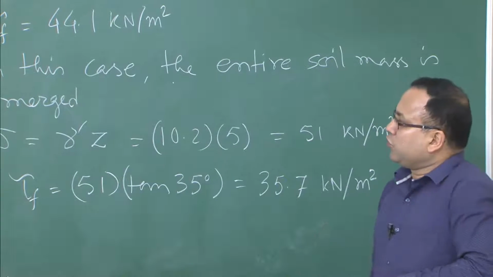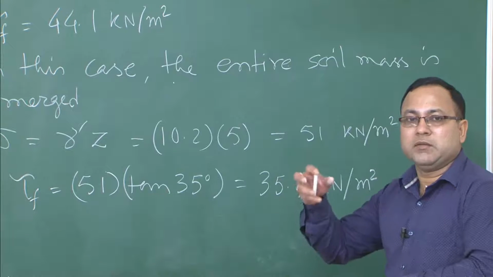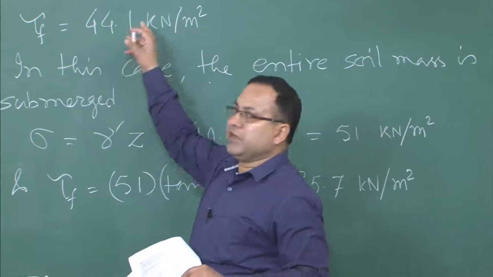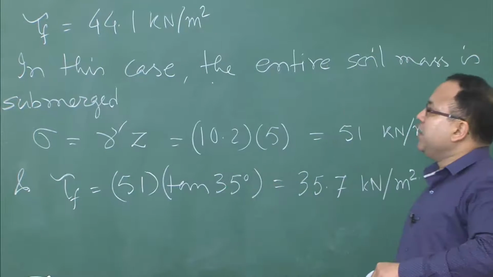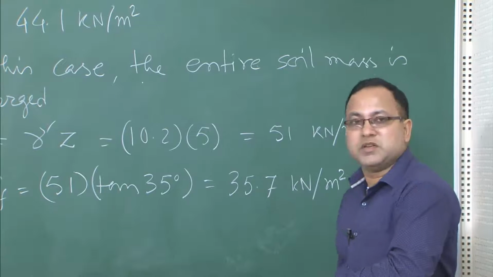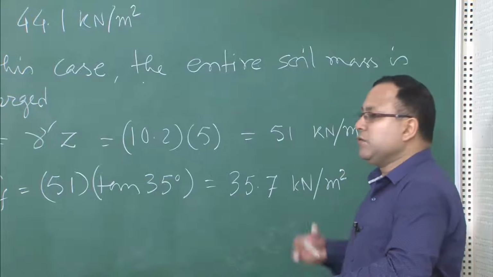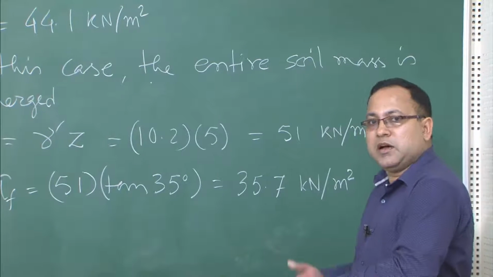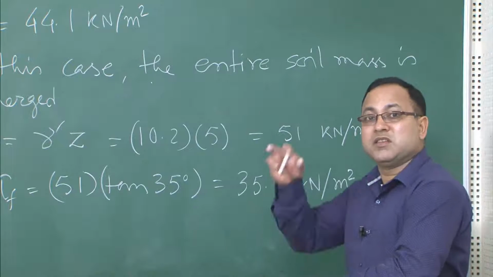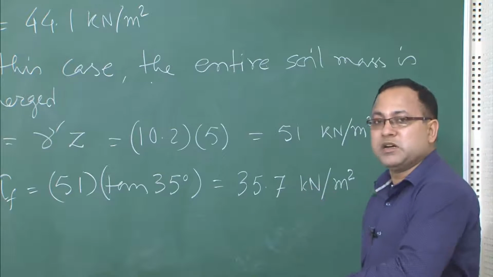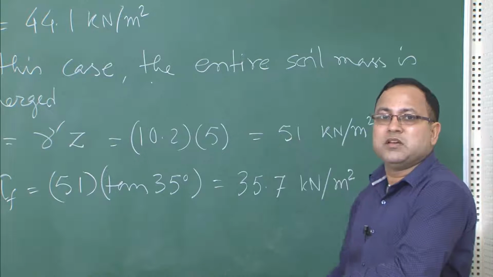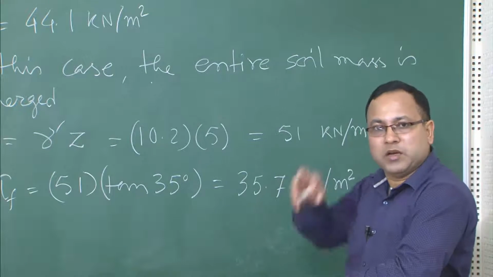Now, if you see this problem, I have taken this problem for understanding a special thing: when you had the water table at some depth below the ground level, you got the shear strength on a particular plane, that is the horizontal plane, as 44.1 kilonewton per meter square. Now, when the water table rises up to the ground level, you have got the shear strength on the same plane as 35.7. That means, reduction is happening due to the rise of the water table to the ground level, right.